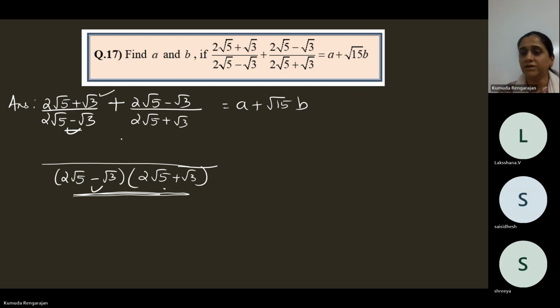Which method? Taking it separately, yeah? Yeah, you can. Now you will do this one. You can try that. You can leave some space and try that at home.